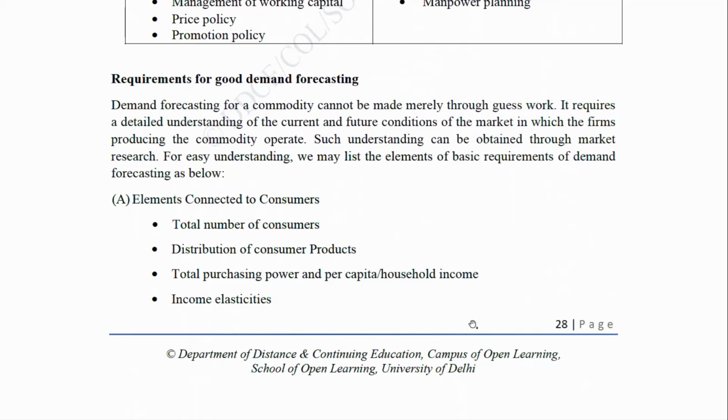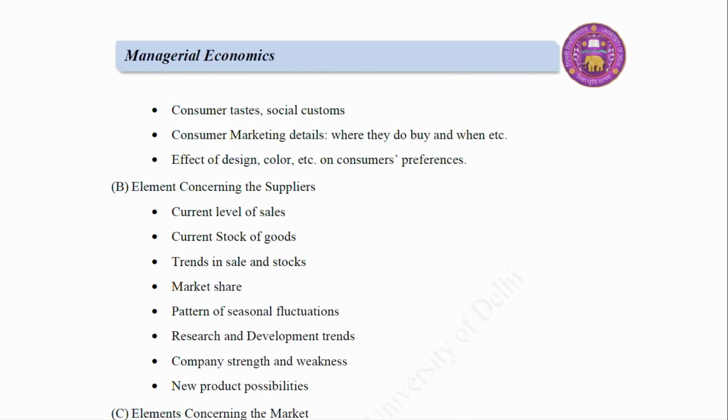A. Elements connected to consumers. First, total number of consumers. Second, distribution of consumer products. Third, total purchasing power and per capita household income. Fourth, income elasticities. Fifth, consumer taste, social customs. Sixth, consumer marketing details, that is where they do buy and when, etc. Seventh, effect of design, color, etc. on consumers' preferences.